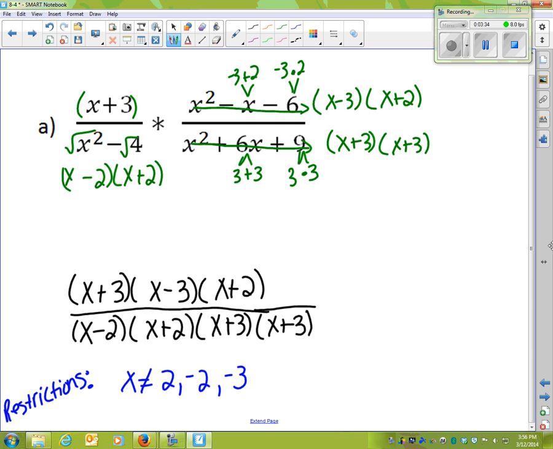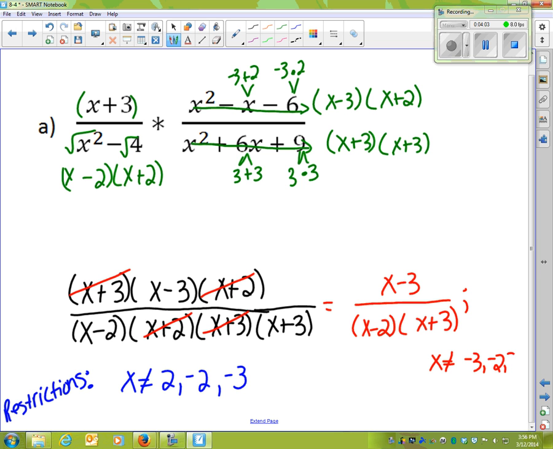Then in my last step, I can simplify. I have x plus 3 in both numerator and denominator, and I have x plus 2. Cancel those out. My final answer is x minus 3 over x minus 2 times x plus 3, where x cannot equal negative 3, negative 2, and 2. So it's very similar to when we simplified. We're just going to have 2 different fractions to work with.